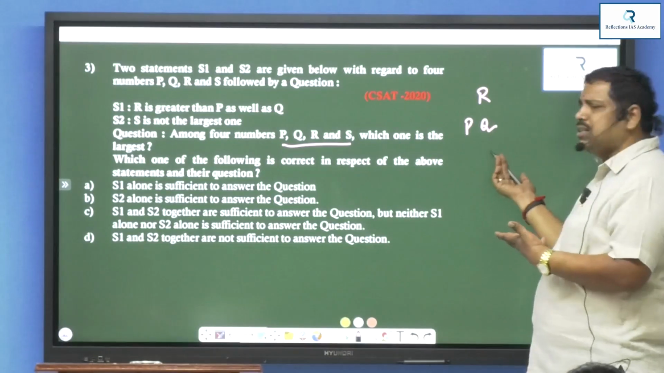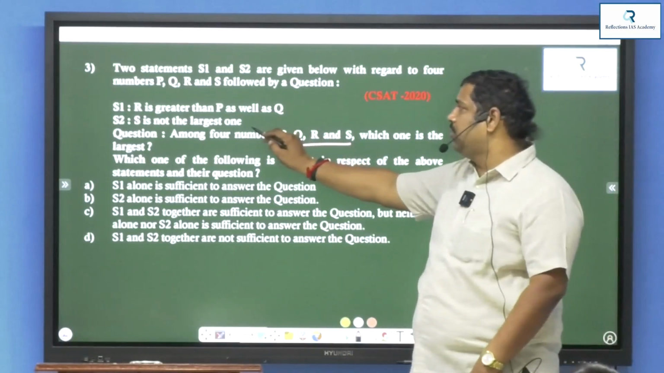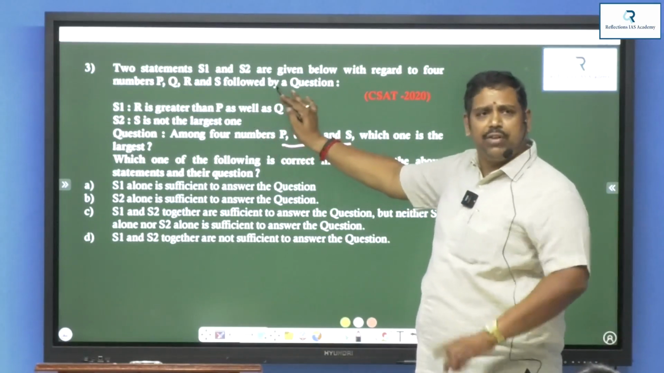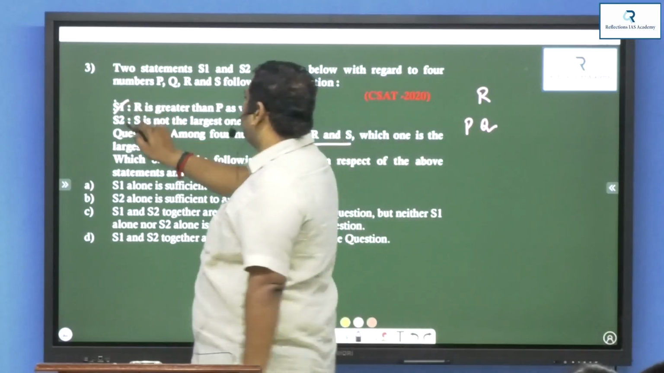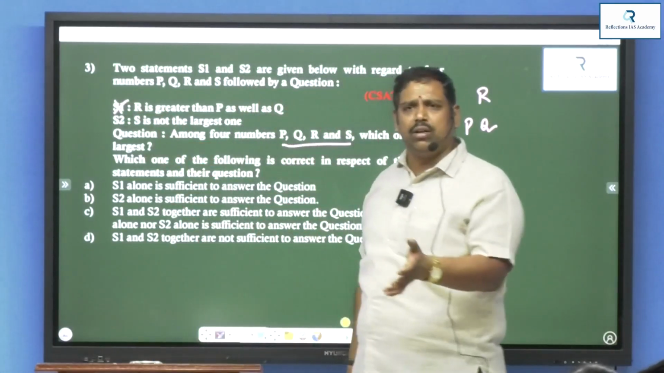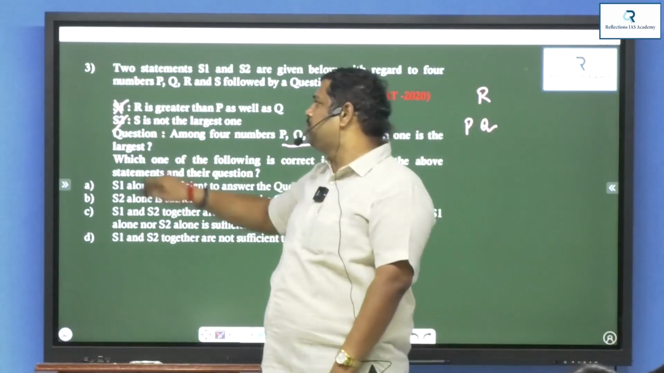Sir, what about S? No, don't go for the second one. Think of the first one only. S1 alone is sufficient or not sufficient? Not sufficient. Leave it. Okay, S2 is saying that S is not the largest one, but it is not saying which is the largest one, right or wrong? So now tell me this is sufficient or not sufficient?